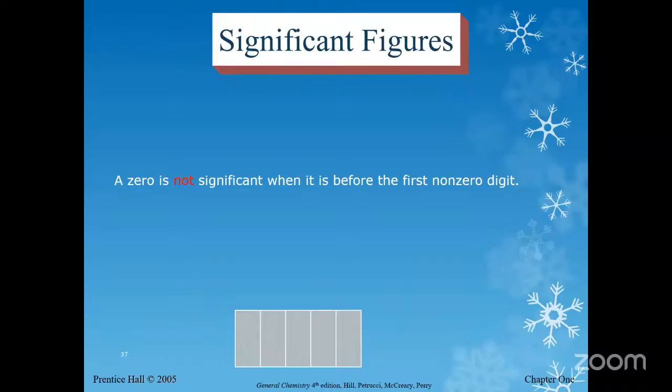All right? The next rule has to do with a situation where a 0 is not significant. And that is if that 0 or zeros appear before the first non-zero digit. All right? So here's an example.